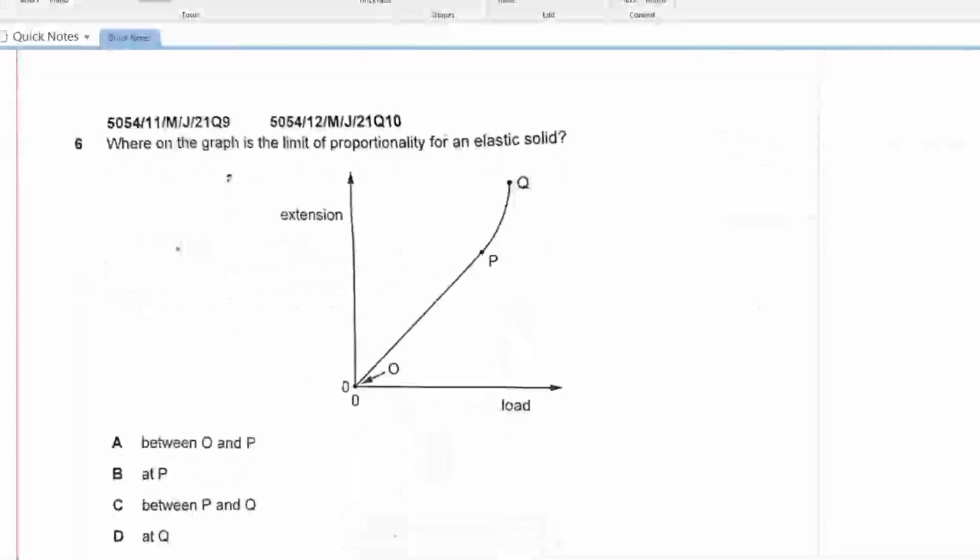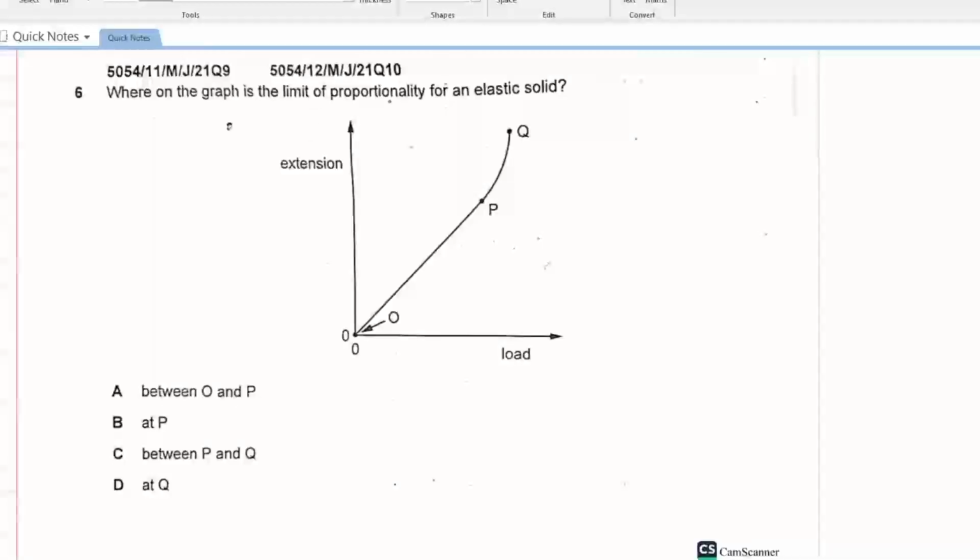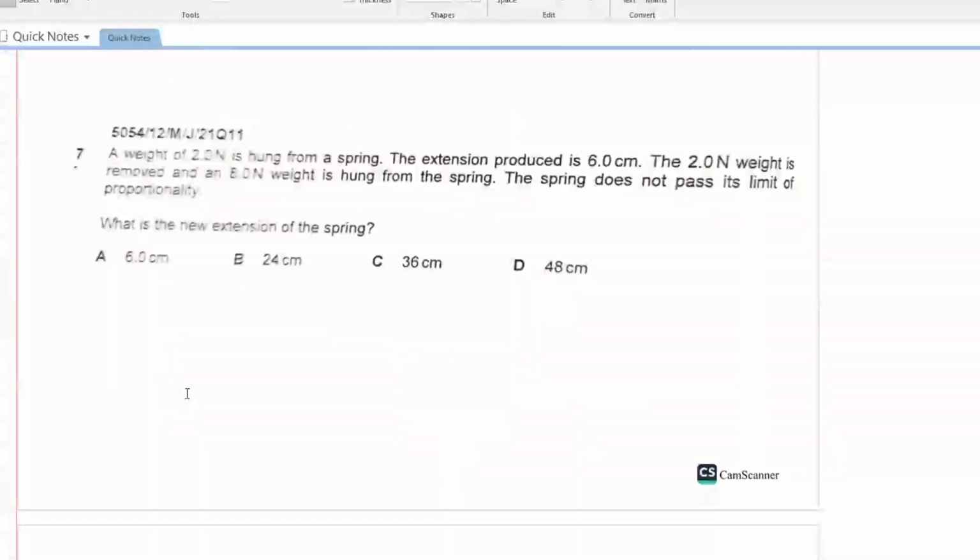B is my answer to this. Let's further move ahead. Where on the graph is the limit of proportionality for an elastic solid? In this entire graph, where is the limit of proportionality? The limit of proportionality is the point till where the force versus extension graph is linear. Where is that point? That point is P. B is your answer.